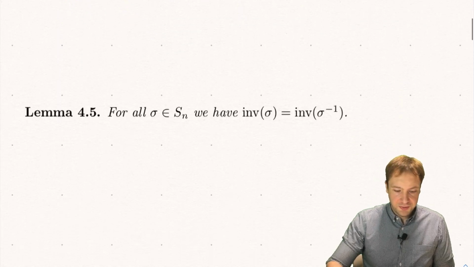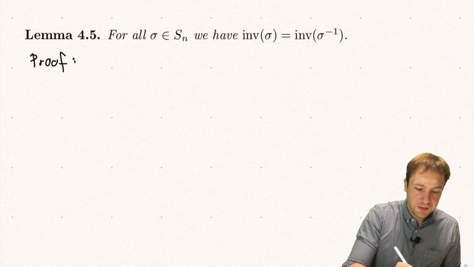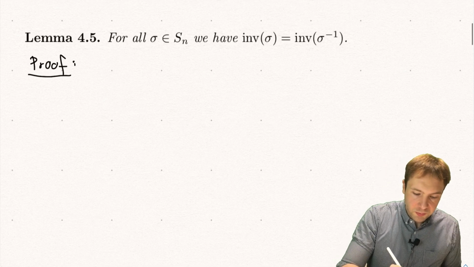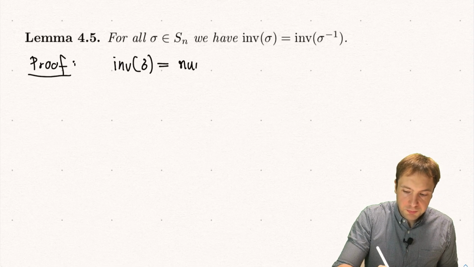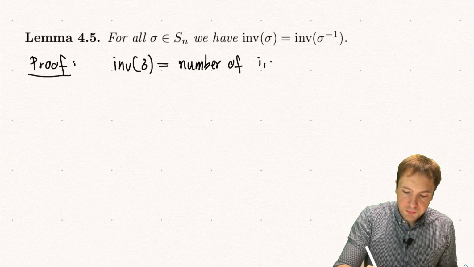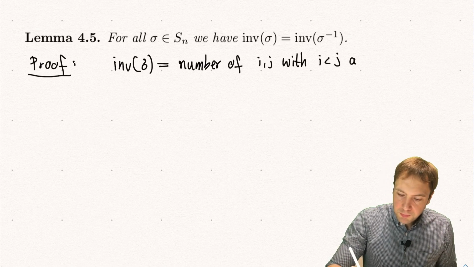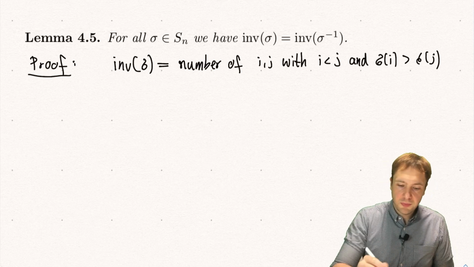But let's make this precise. So let's prove this. What was the number of inversions of some permutation sigma? This is the number of i and j's such that i is strictly smaller than j, but sigma of i is greater than sigma of j.